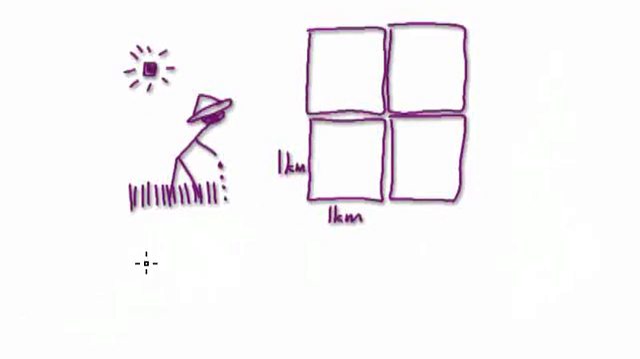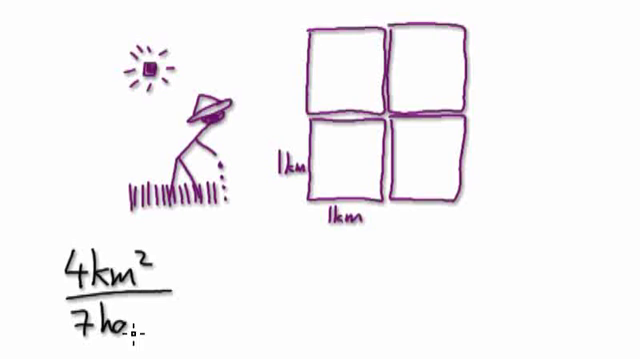Okay, so to do this, hang on, let me tidy this up. So 4 kilometers squared over, what was it, 7 hours, was it? 7 hours. So convert this into meters squared per hour. So let's look at this.